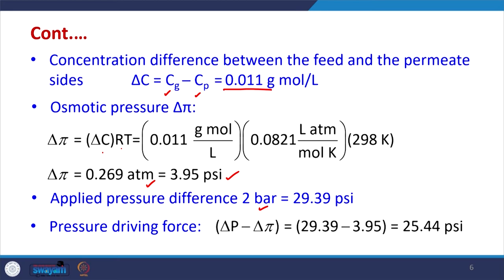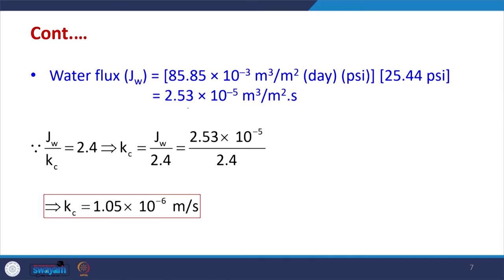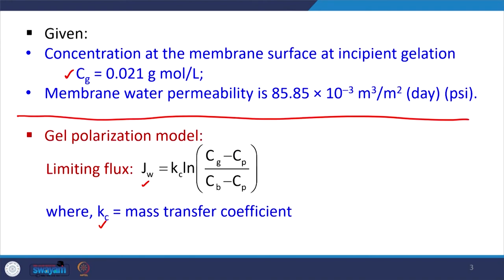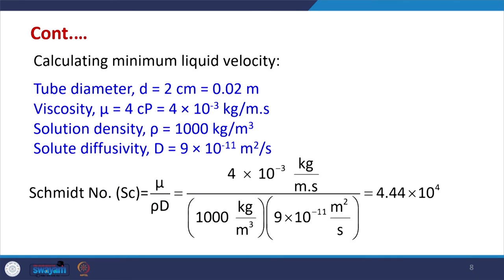So, the actual driving force is delta P minus delta pi, the osmotic pressure. So, it is 29.39 minus 3.95, which gives 25.44 psi, the pressure driving force available to us, based upon the assumption that the applied pressure difference is 2 bar. Under this condition, because the permeability is also given, we can find, after a little bit of correction, that the water flux is 2.53 into 10 raised to minus 5 meter cube per meter square per second. We can perform this calculation because the permeability data per unit psi is given here, so we multiply by the available psi to get the flux value.